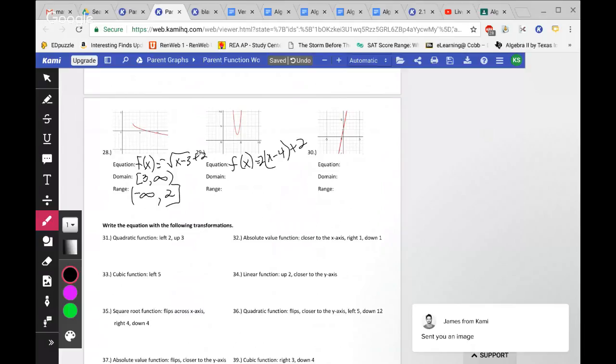All right, and then the domain? Negative infinity to infinity. And the range? 2 to infinity. Good job.